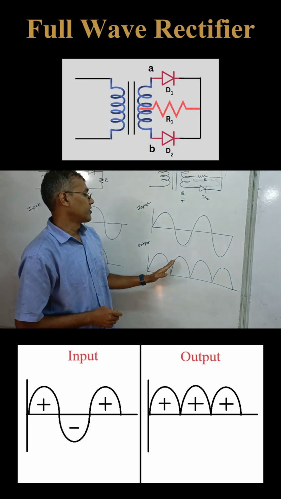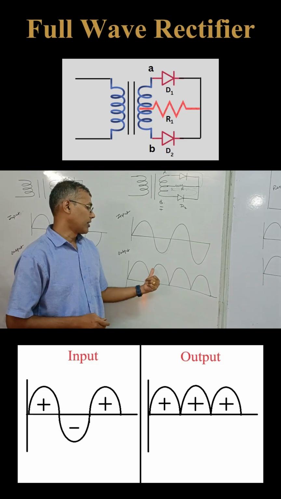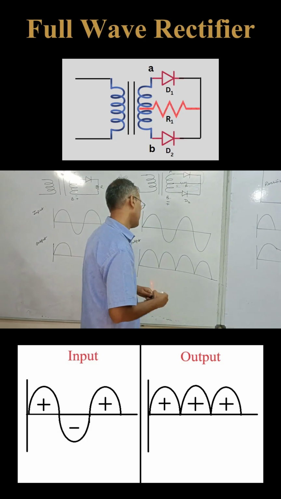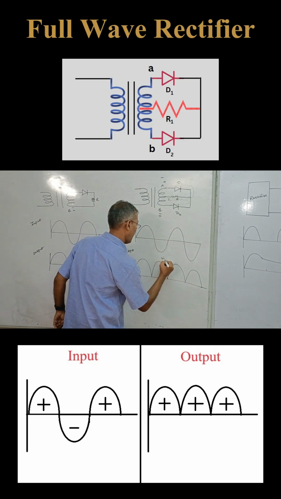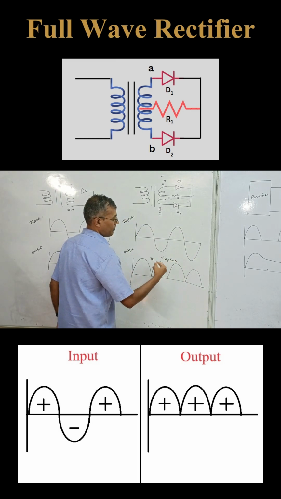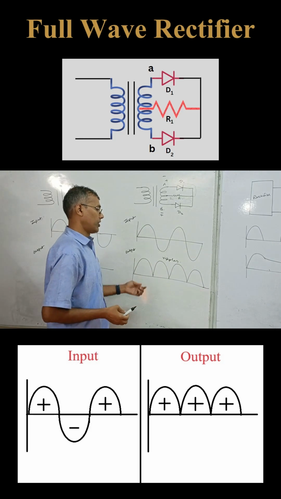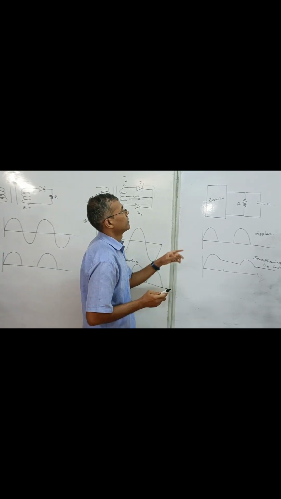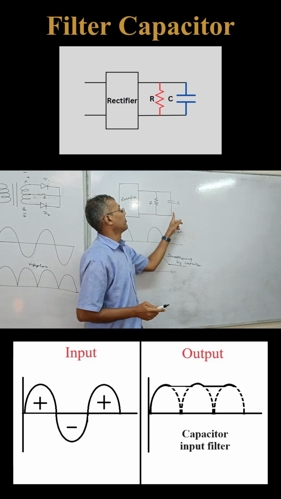And if you ask me, are we satisfied with this? Again, we call these ripples. So we are not satisfied with this going down and up and down waveform. So what we do is, we put a capacitor in parallel.